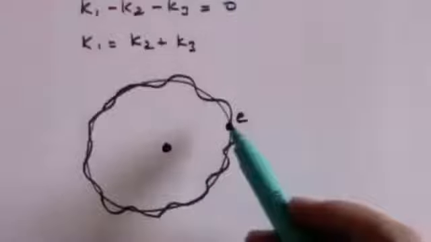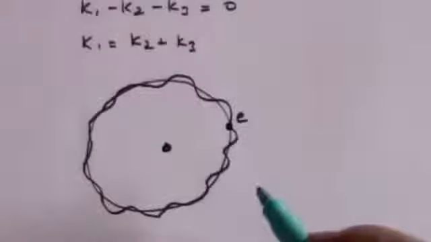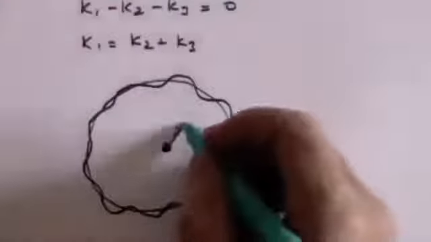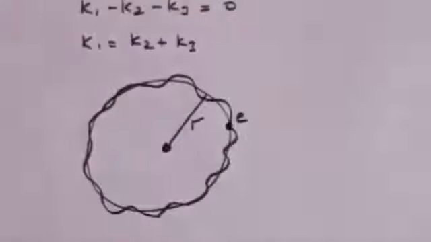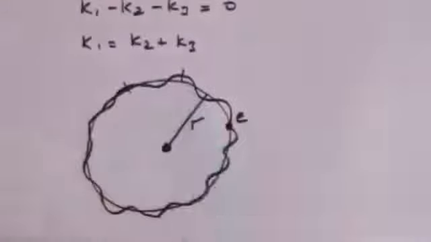There is no discontinuity from the start point and the end point. It just continues to go round as a wave in this orbit. And the radius will be, let's say, r. And that means that there is an exact number of wavelengths. The wavelength is the distance between two consecutive peaks.